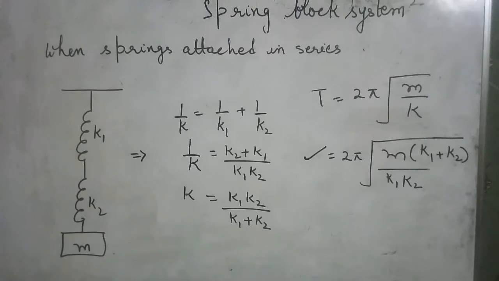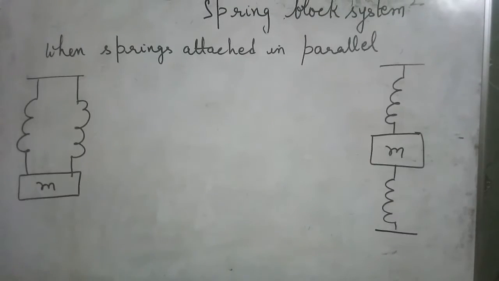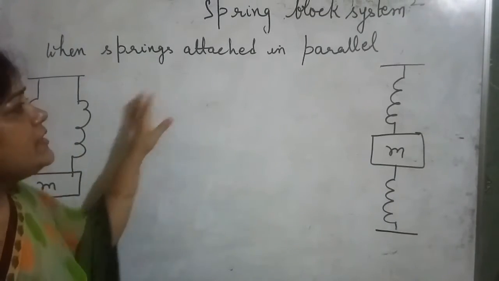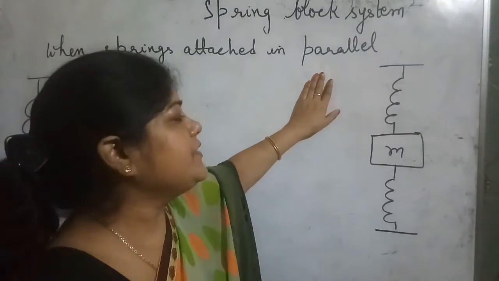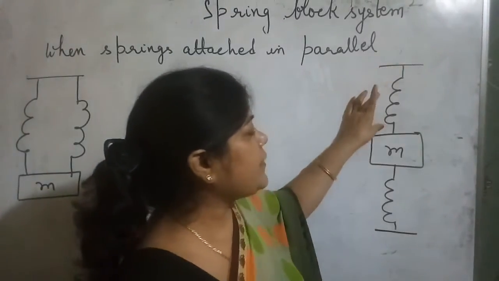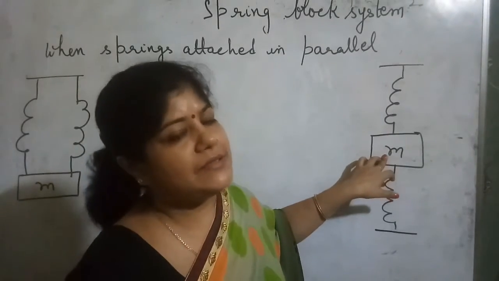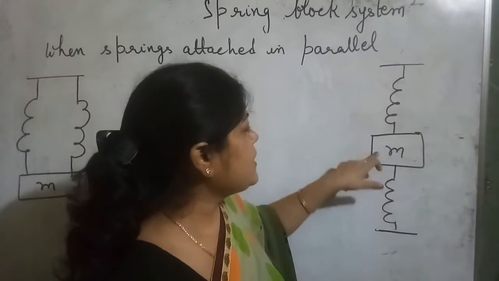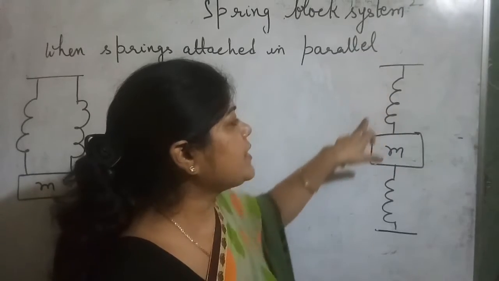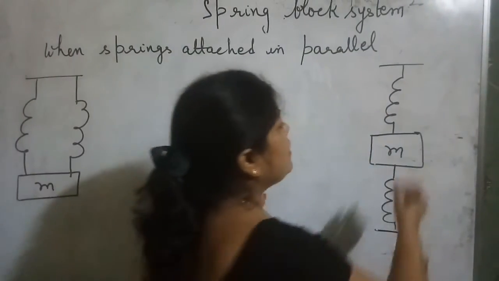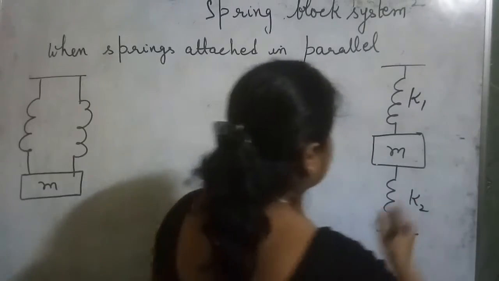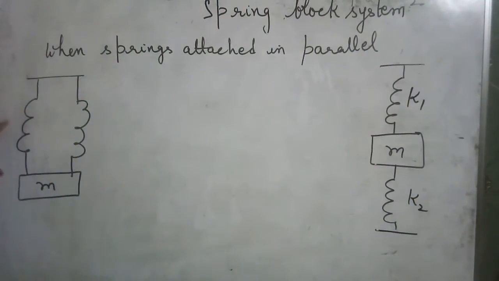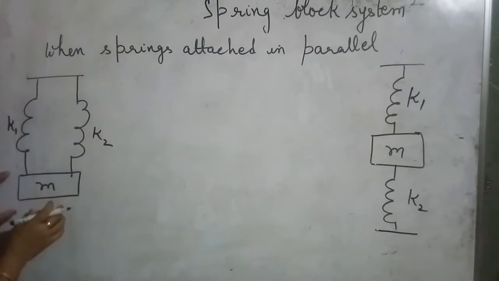Now I am going to take another case, when the springs are attached parallelly with each other. That is, each spring is connected with the mass. This spring is also connected with the mass. This spring is also connected with the mass. For example, its constant is K1, it is K2. And in here, we also see that different springs are attached with the same mass.